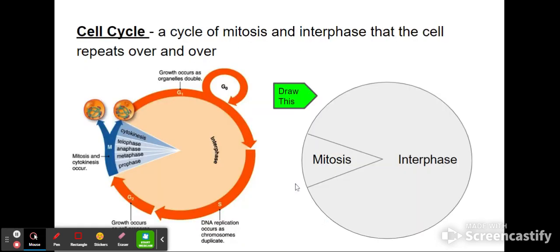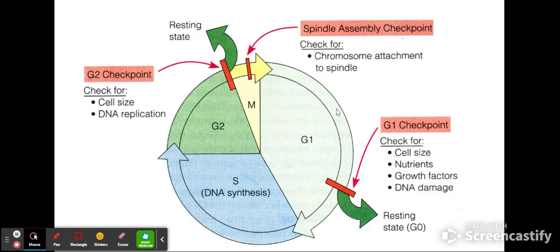So let's take a look. This is another example of what we just drew. The M is for mitosis. That's when our cell's going to be dividing. Again, we'll talk about this. The whole other part is called interphase. So let's take a look at what the cell's doing during interphase when it's not dividing.